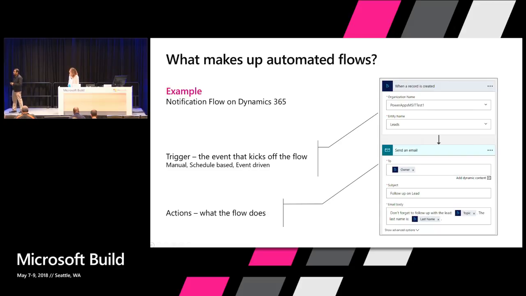For example, in this case, when a record is created in CRM, when a lead is created, the flow will get triggered. Now, actions is the other fundamental concept when it comes to flow. It's what the flow does when the trigger condition is met. Now, in this case, what I'm doing is I'm sending an email. So I'm actually sending an email to the owner of that lead, and I'm asking them to follow up on the lead. And in the email body, I'm including information from the trigger, like the name of the topic as well as the last name.